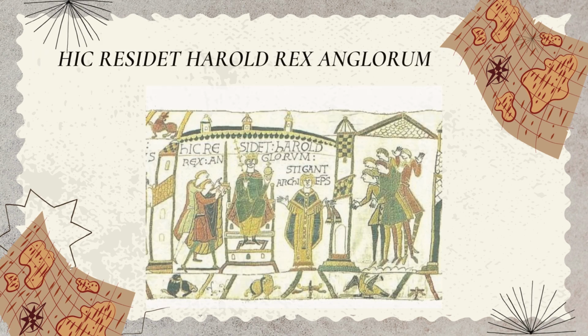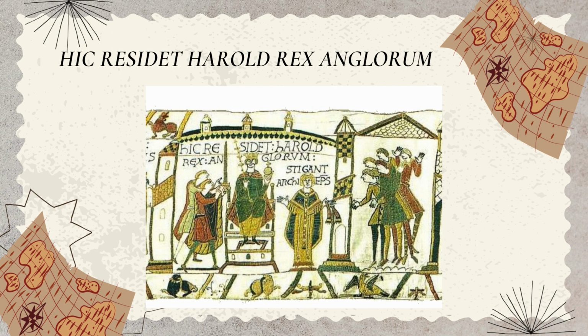Okay. Then you have hic residet Harold Rex Anglorum. So here sits, right? That residet is a version of sedere, right? In Latin, right? But here sits Harold, King of the English. And you can see he's been crowned. And there he is holding the sort of scepter, the crown, the different royal images, right? The symbols of royal power here. He's holding them. So that's Harold Godwinson up on the throne. And he's been declared King of the English.